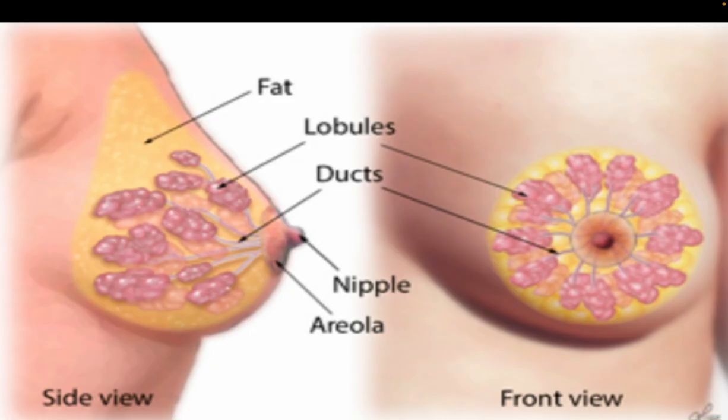Milk from the lobules flows through ducts, which are tube-like structures that converge toward the nipple. The ducts transport milk to the nipple during breastfeeding. Nipple, the protruding structure at the center of the breast through which milk is delivered during breastfeeding. The nipple contains multiple openings for the milk ducts. Areola, the pigmented area surrounding the nipple. It contains small glands that secrete oil to lubricate the nipple during breastfeeding.